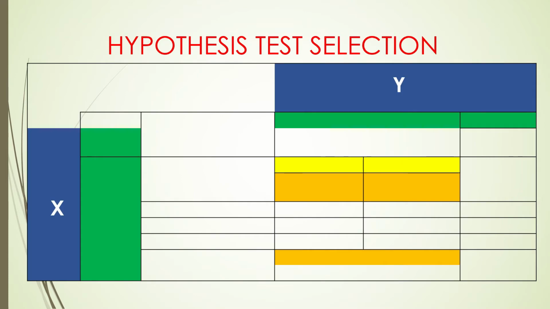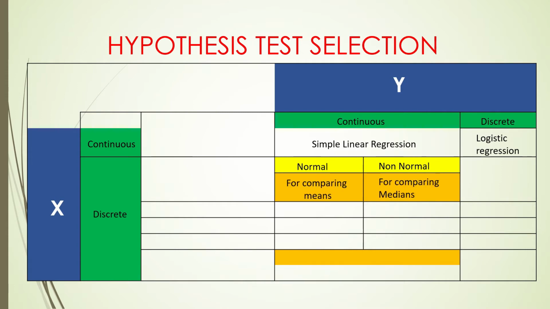So how to select the hypothesis test? You have a project Y and X. Your project Y could be continuous or discrete, as well as your project X could be continuous or discrete. When your project Y is continuous and your X is also continuous, you use simple linear regression. When your project Y is discrete and your project X is continuous, you use logistic regression. When your project Y is continuous, it could be normal or non-normal. For comparing means, you will use normal, and for comparing medians, you will use non-normal data.